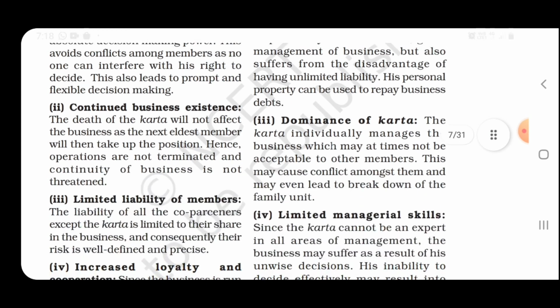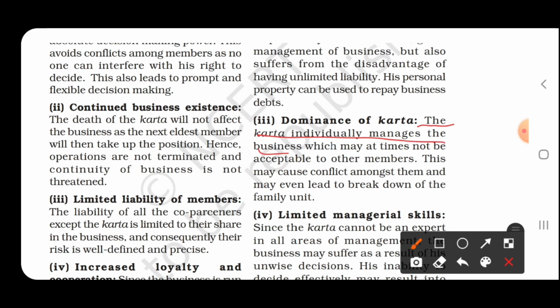Third one is dominance of karta. As the karta individually manages the business, it may at times not be acceptable to the other members. Since he is taking all the decisions, the other members may not be willing to accept all the decisions taken by him. So the karta is taking dominance over the other members. So that is one of the limitations.